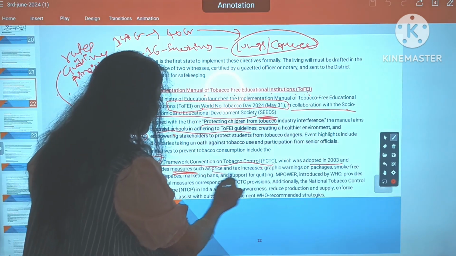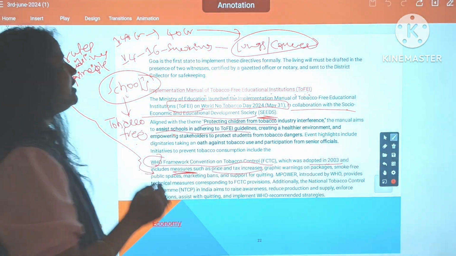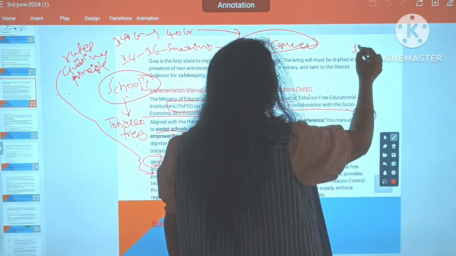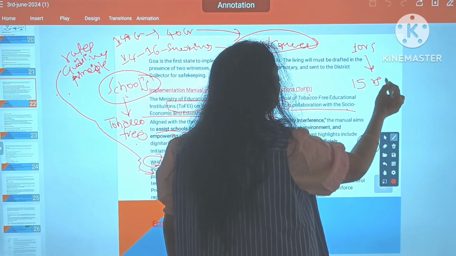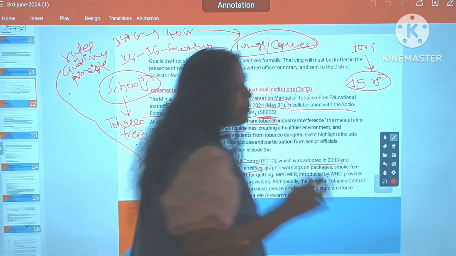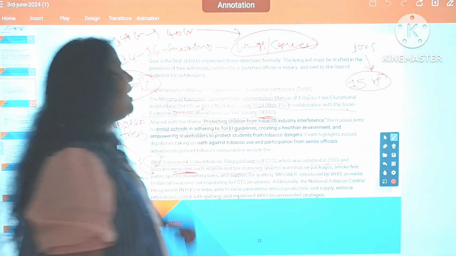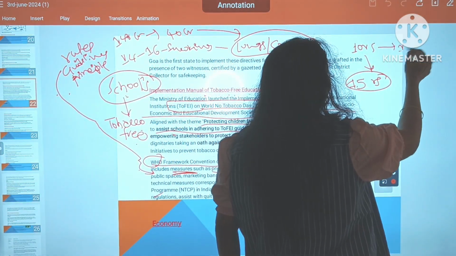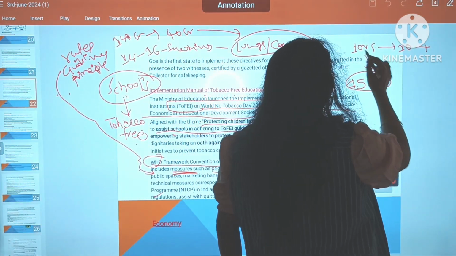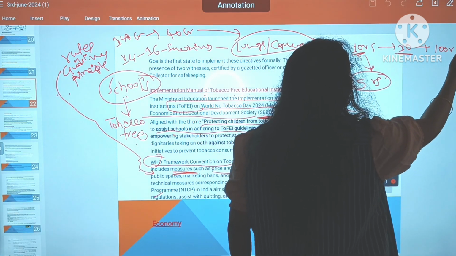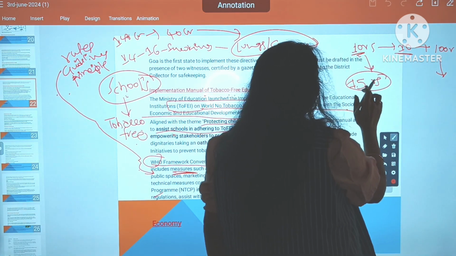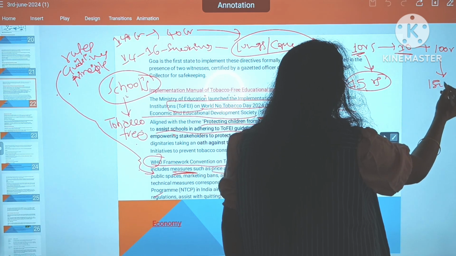They include price and tax increases. Suppose a person is getting a cigarette for 10 rupees. Suppose the cigarette price increases to 15 rupees. He is a middle class person. Every day he smokes around 10 cigarettes. So his everyday expense on cigarettes is 100 rupees. Now, after the price increase, this will rise to 150 rupees.